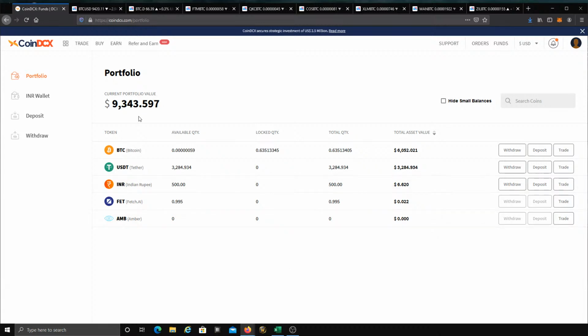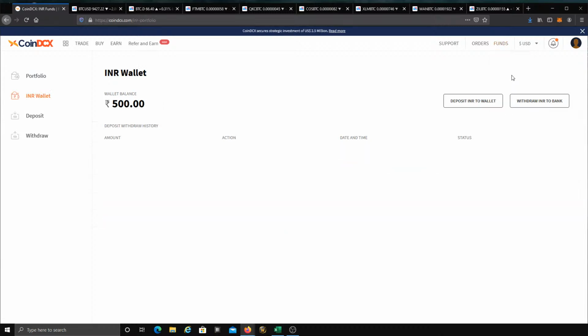Okay, so this is your portfolio value. What tokens you hold, and of course you've got the option to withdraw, deposit, or trade. Your INR wallet, unless you're Indian and have an Indian bank account, this serves you no purpose whatsoever.